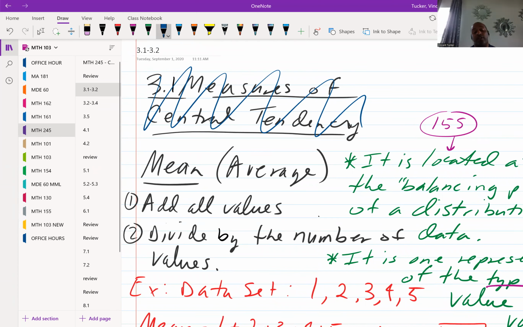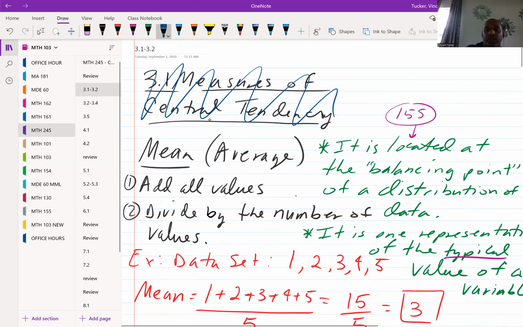Your mean is another word for the average. In statistics, we call the average the mean. The same way you would find your average, the same way you find the mean: you add up all your data values and divide by the number of values. Now I'm going to give you room for this green statement over here. Notice I got 155. That's a statement that's asked in MyMathLab, so I just want to make sure you see that. It is located at the balancing point of a distribution of data. And I'll slide it over for the other green statement in a second.